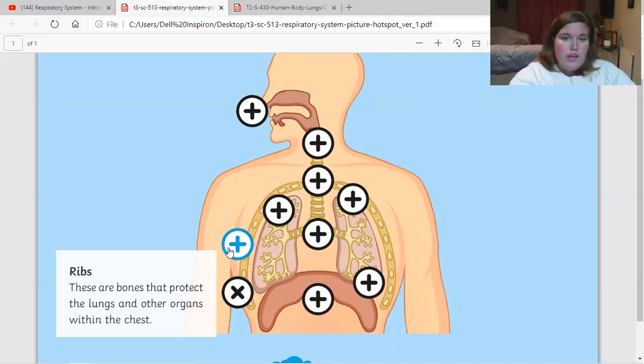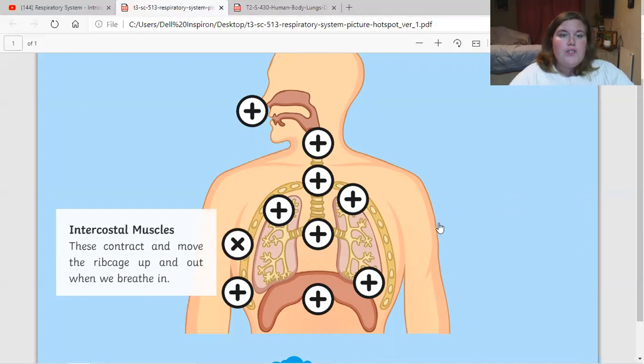Within those ribs, we will also have intercostal muscles. These contract and move the rib cage up and out when we breathe in or out. That is how we were feeling our chest moving up and down. Our ribs are actually slightly flexible in the way that they allow our lungs to expand and contract.